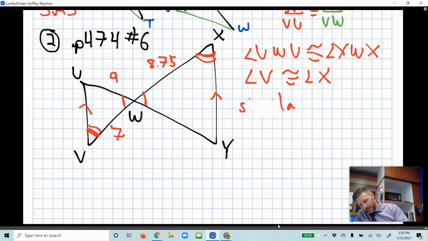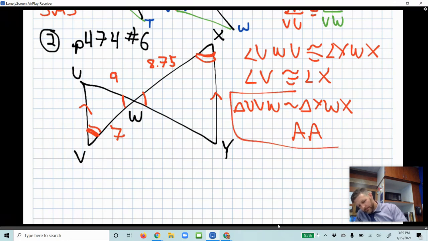Let's go ahead and name the triangle. Triangle UVW is similar to triangle YWX by AA. Okay, because I was able to show that two of the angles are congruent.